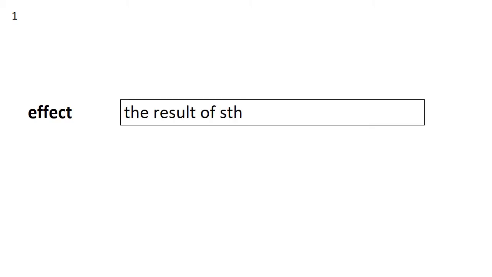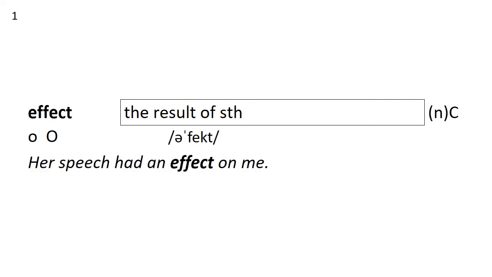First word of the day, effect. Effect is a result of something. It's a noun, countable noun. How many syllables do you hear with effect? 2. Stresses on the second. Effect. Her speech had an effect on me.